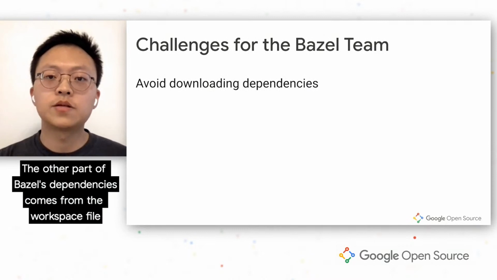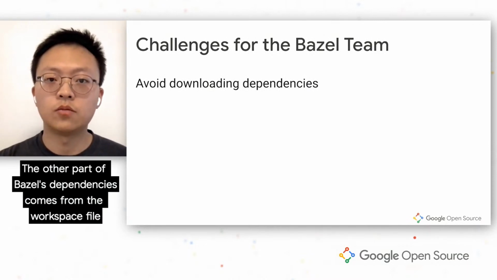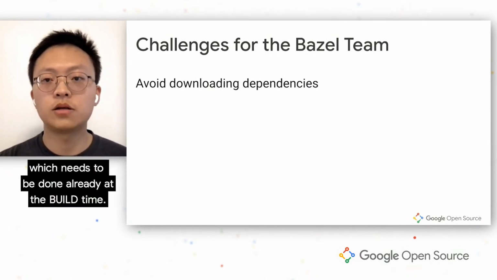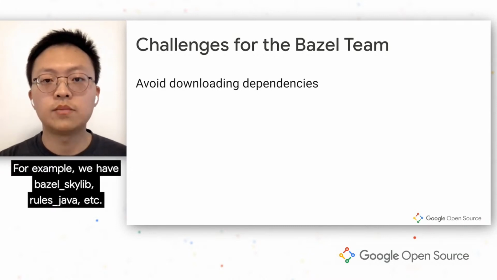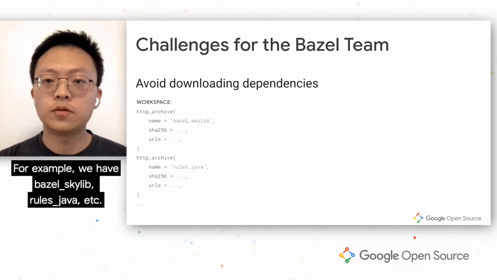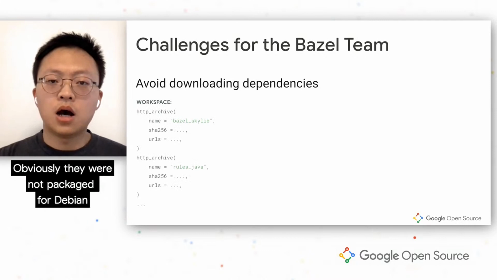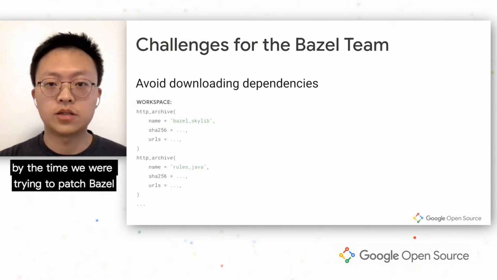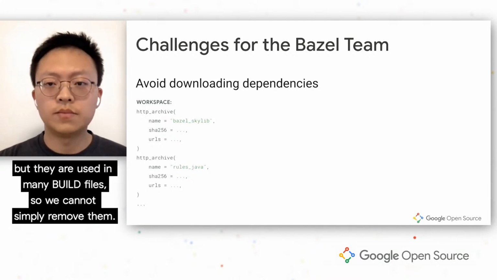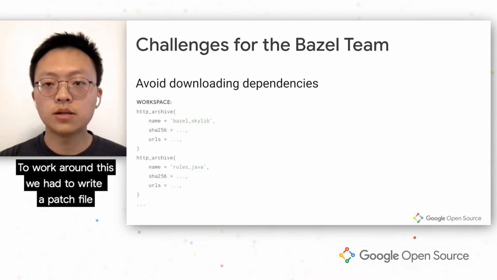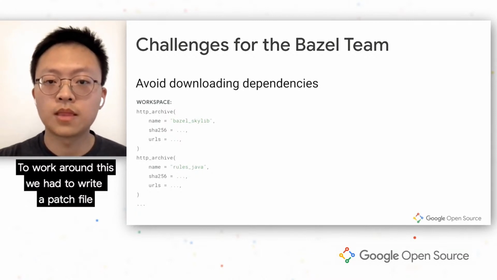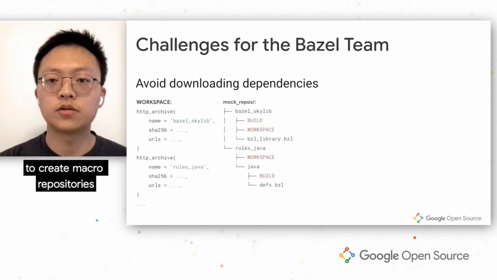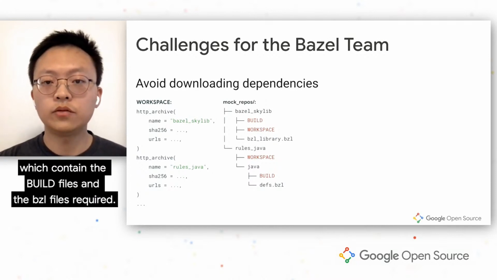The other part of Bazel's dependencies come from the WORKSPACE file, which needs to be downloaded at build time. For example, we have Bazel skylib, rules_java, etc. Obviously, they were not packaged for Debian by the time we were trying to package Bazel, but they are used in many build files, so we cannot simply remove them. To work around this, we had to write a patch file to create mock repositories, which contain the build files and the .bzl files required.